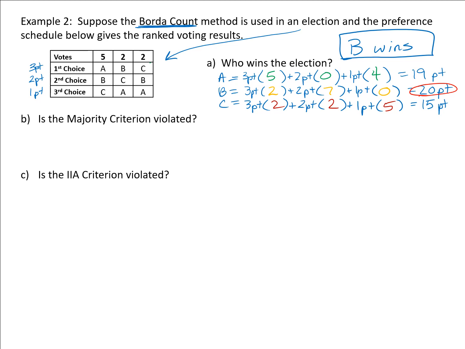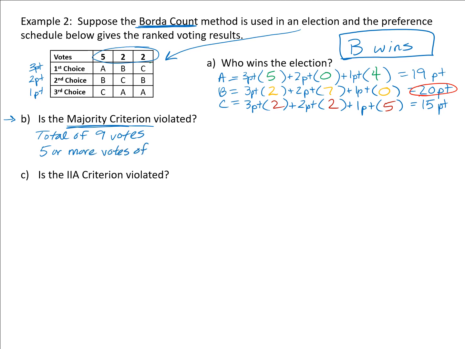All right, so the first one I want to examine is the majority criterion. Recall that the majority criterion says that if someone gets a majority, they should be the winner of the election. Well, let's look at how many votes we have here. We have a total of 9 people voting, so a total of 9 votes. To get a majority with 9 votes, you need over half. Half would be 4.5. We need over that, so that would be 5 or more votes for a majority.